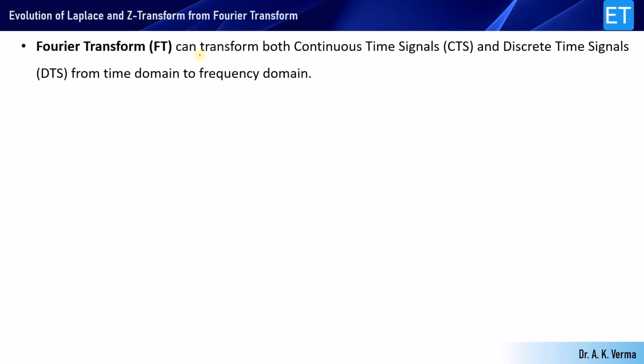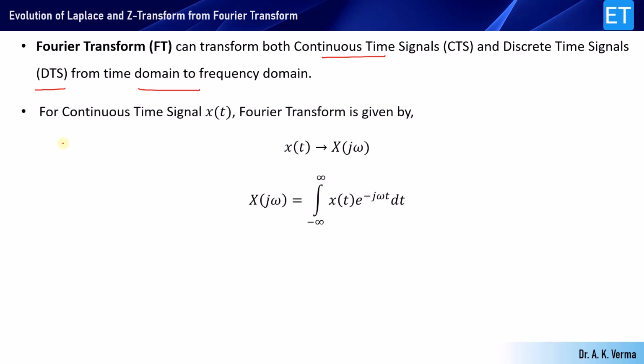So let's go ahead. The Fourier transform, as we know, can transform both continuous time signals and discrete time signals from the time domain to the frequency domain. For continuous time signals, let's say x(t), the Fourier transform is given by this relation. X(omega) is the frequency domain representation of the time domain signal x(t). It's a complex transform. With this formula, you can find the Fourier transform. This relation is known as the CTFT, continuous time Fourier transform.